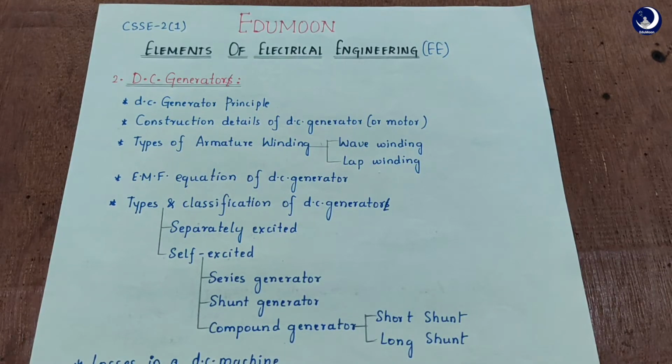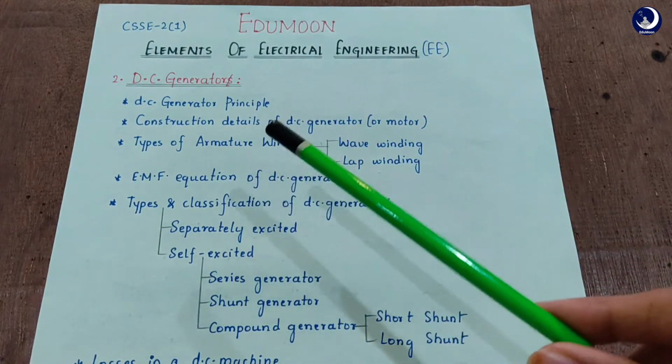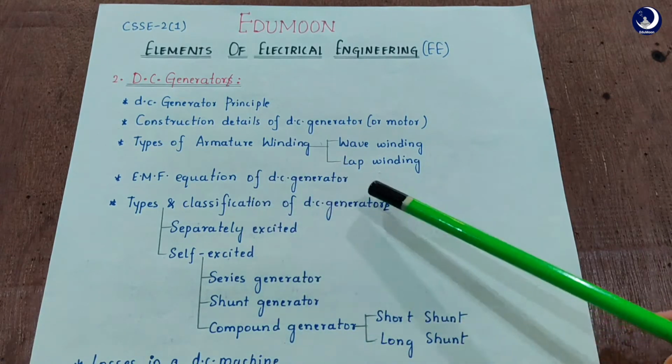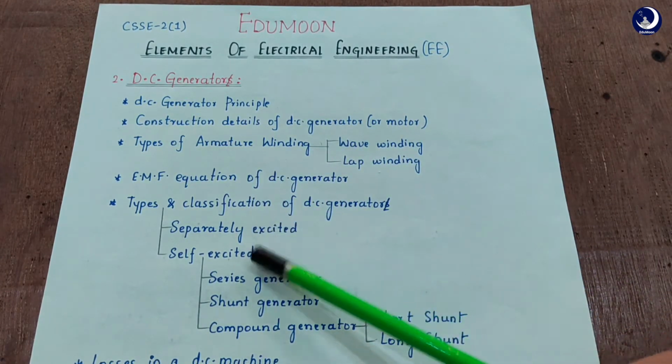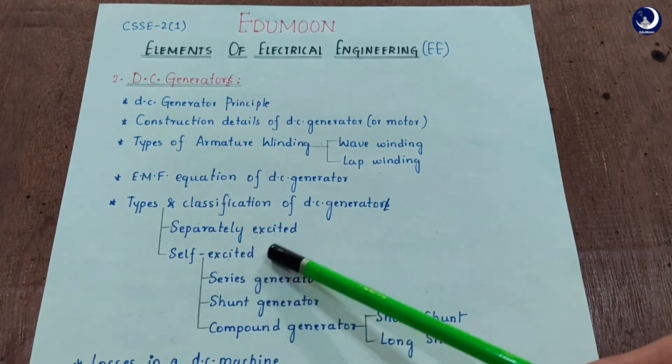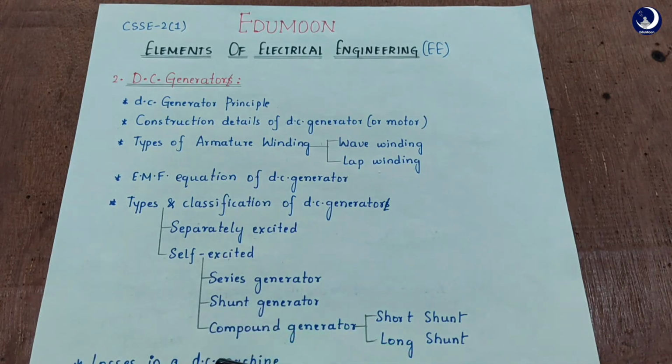I am Guru Renuka, instructor for the subject Elements of Electrical Engineering. In this session, we are going to discuss the EMF equation of a DC generator, and then the types and classification of DC generators. That is, separately excited DC generator and self-excited DC generator. And then the self-excited DC generator has types: series, shunt and compound generators. So now let's get going.